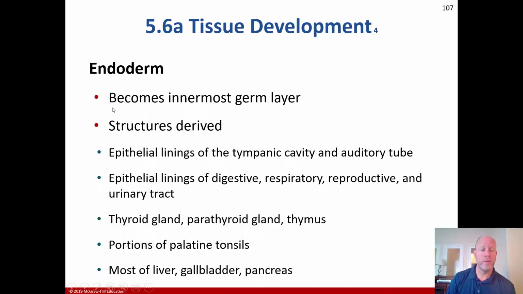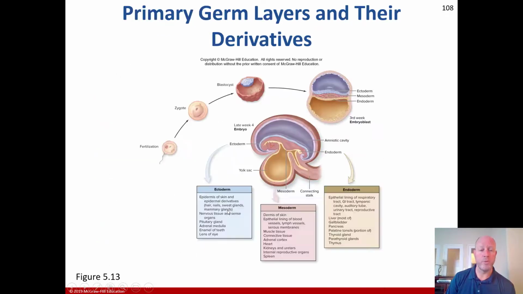reproductive structures. And the endoderm becomes the innermost germ layer. The structures derived are: epithelial linings of the tympanic cavity and the auditory tube, epithelial linings of the digestive, respiratory, reproductive, and urinary tract, the thyroid gland, the parathyroid gland, the thymus, portions of the palatine tonsils, and most of the liver, gallbladder, and the pancreas.